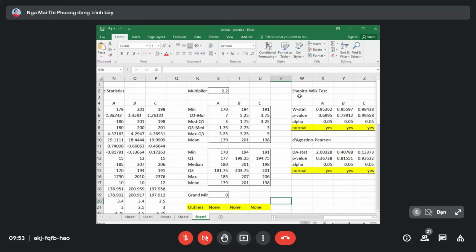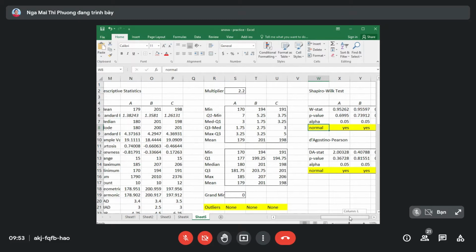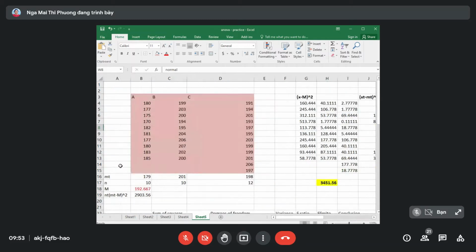Then you check for the normal distributions. So the normality: group A, yes, group B, yes, and group C, yes, as well. So they all follow the normal distributions. That is good. You can use t-test or ANOVA in this case.